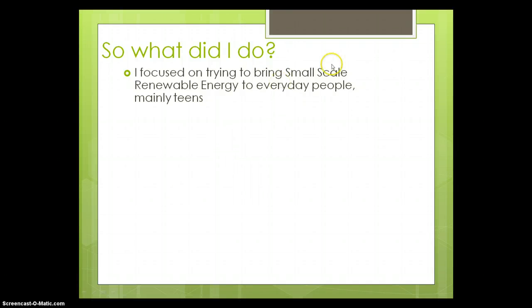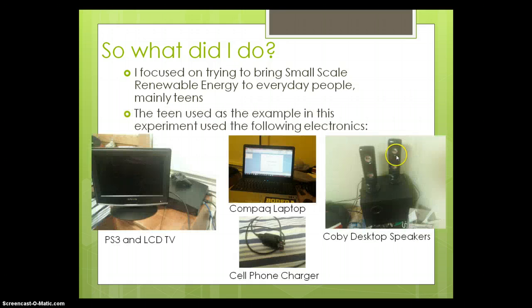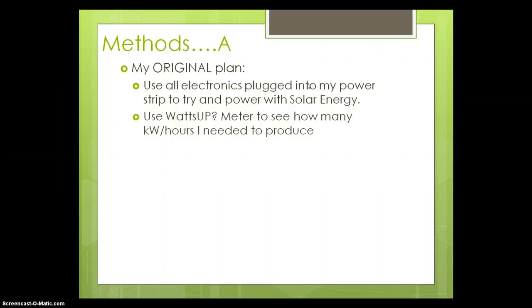So he said he's trying to bring small-scale renewable energy to everyday people, mainly teens. So what he did was he tried to power the electronics in his dorm room. So he had his video games, his laptop, his speakers, his cell phone. And so his original plan was to plug everything into his power strip and then power it with solar energy. And he ended up actually using both solar and wind energy.